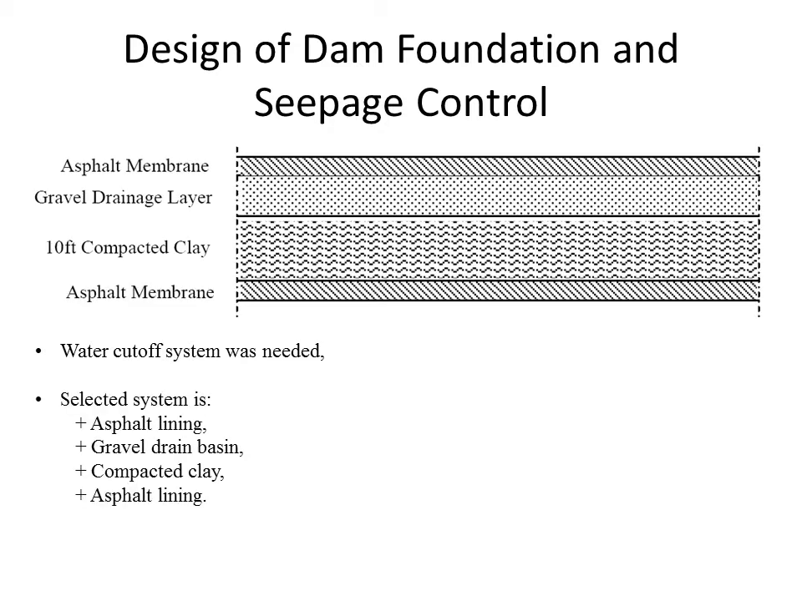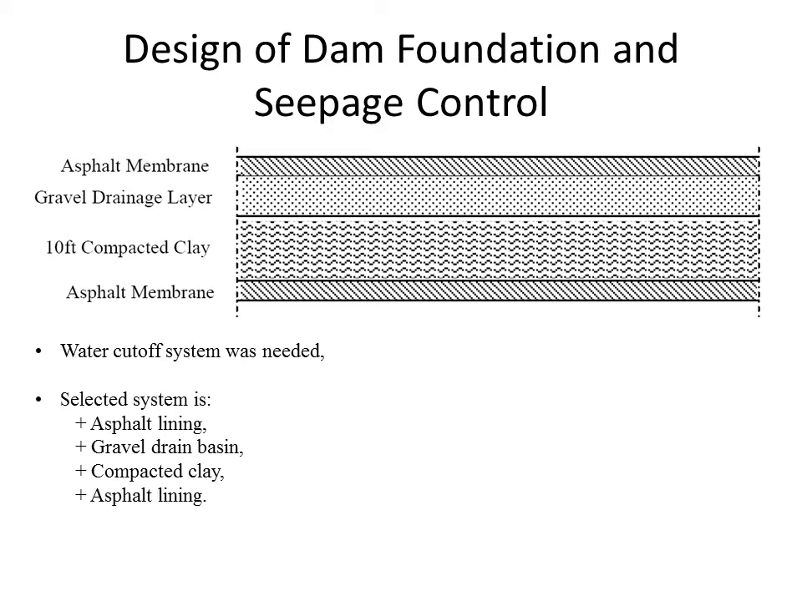Design of dam foundation and seepage control. Baldwin Hills Reservoir and dam were constructed on ruptured soft sandy foundation rock. Therefore, a water cutoff system was used underneath the reservoir and its dam. The selected water cutoff system consisted of 4 different layers on top of the rock foundation. These layers are, as shown in the figure, an asphalt lining, a gravel drain basin, a compacted clay layer, and a final asphalt layer.